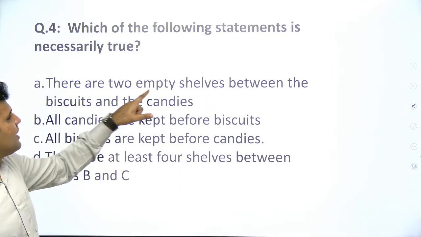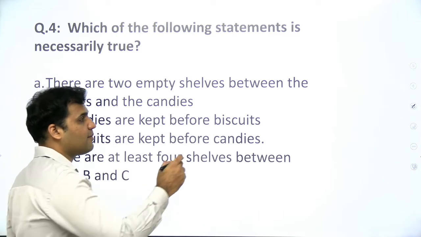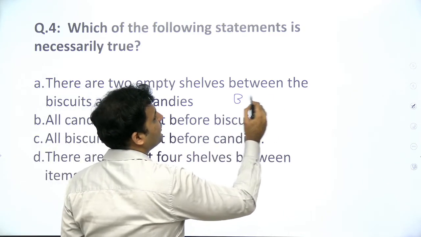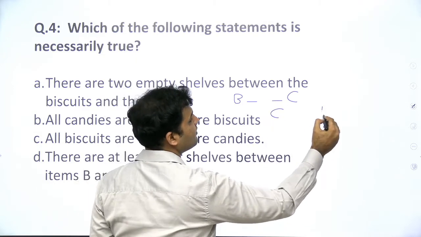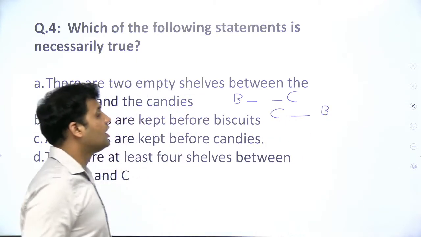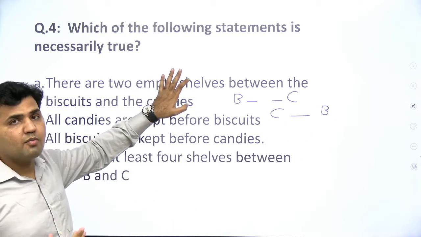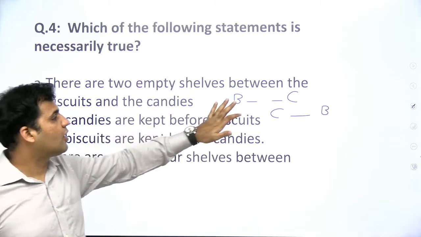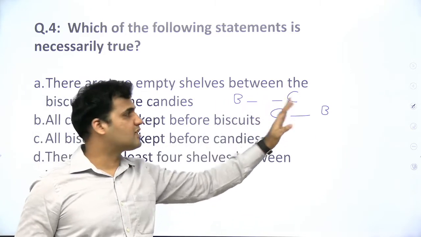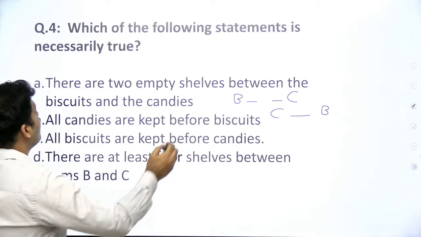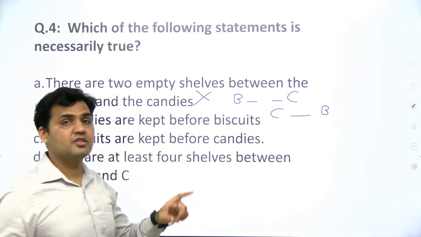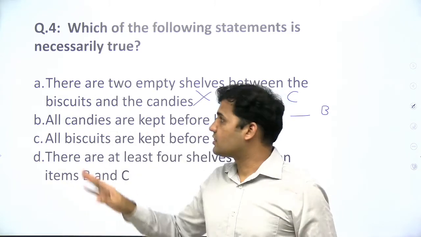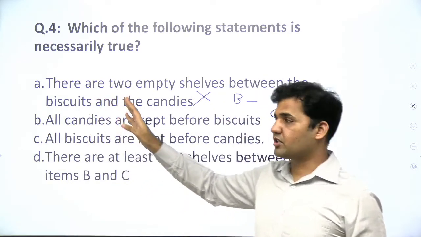First says there are 2 empty shelves between biscuit and candies. No, it depends. If you are placing biscuit first and then candies, there will be 2 empty shelves. But if you are placing candies first and the biscuit later, there will be 1 empty shelf. So this statement may or may not be true, depending upon whether biscuits are coming before candies or candies are coming before biscuits. The first statement is not true, guys. It's not necessarily true, that means it is not true in all possible cases. It's true only in one possible case.